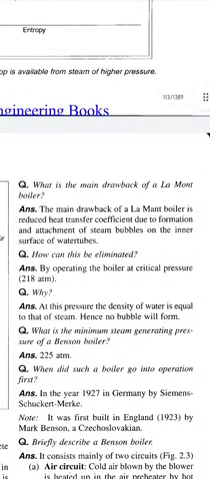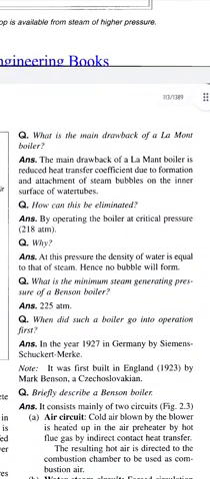Question. What is the main drawback of the La Mont boiler? Answer. The main drawback of the La Mont boiler is reduced heat transfer coefficient due to formation and attachment of steam bubbles on the inner surface of water tubes. How can this be eliminated? Answer. By operating the boiler at critical pressure, 218 atmospheric pressure. Why? At this pressure, the density of water is equal to that of steam. Hence, no bubble will form.